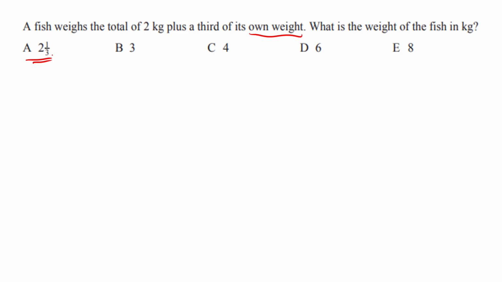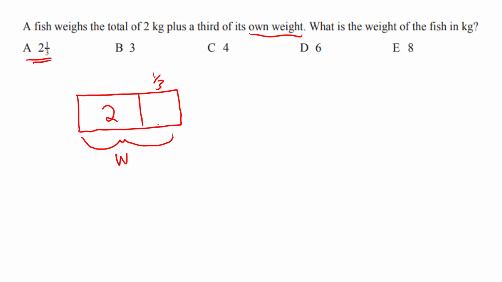So we can actually think about this kind of visually. If this is the fish, although it doesn't look like a fish, it's 2 kilograms, plus 1/3, so this is going to be 1/3 of its whole weight. Now, if we have that being 1/3, what does that make the 2? The 2 would have to be 2/3 to add up to 3/3 altogether. So if 2 is 2/3 of the weight, 1 has to be 1/3 of the weight. So this is just 1. So the total weight of the fish is 3.